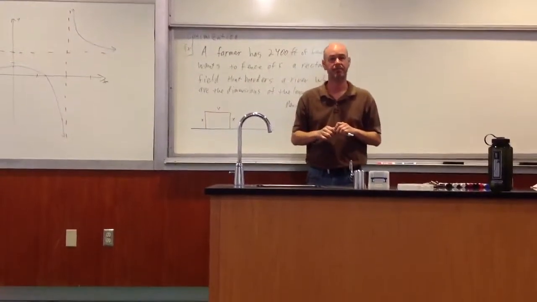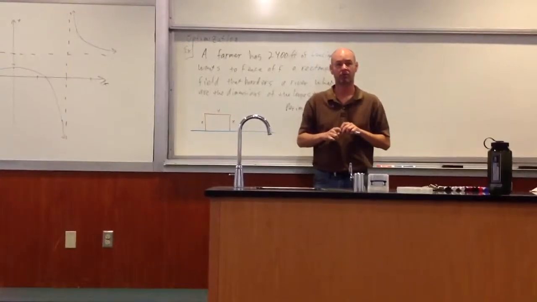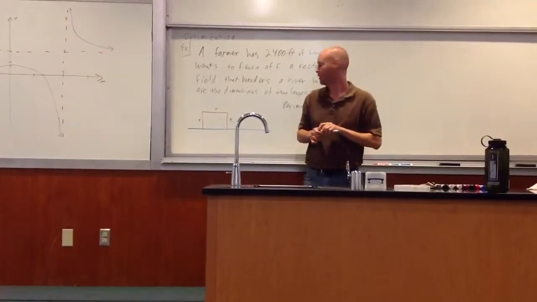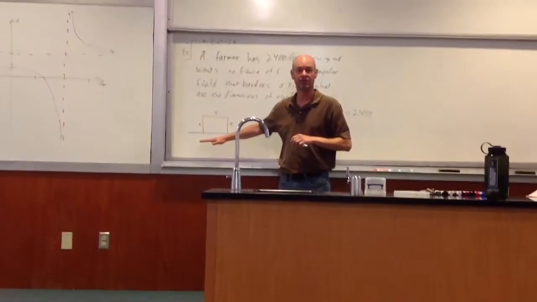I understand there's two sides of x, and so that gets factored in. But why do you only have one side of y? The river's on the other side. Oh, it's a river. We're not trying to block out the river. Okay. No river. Gotcha.